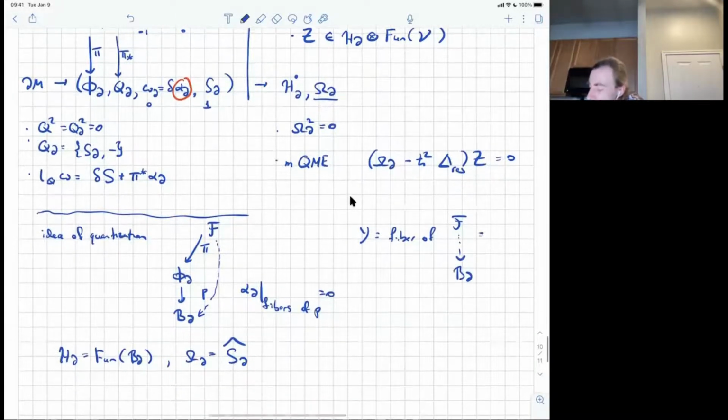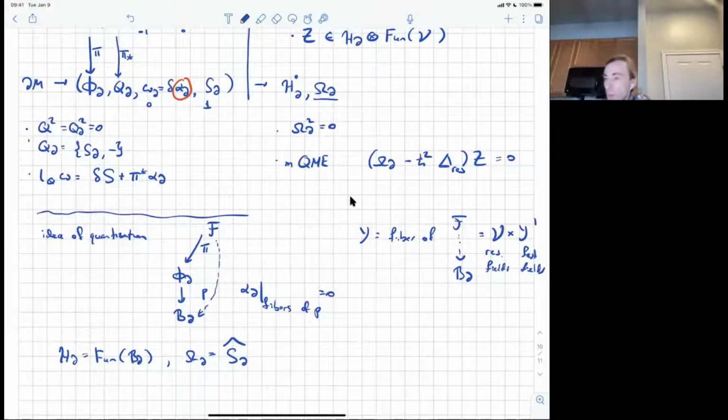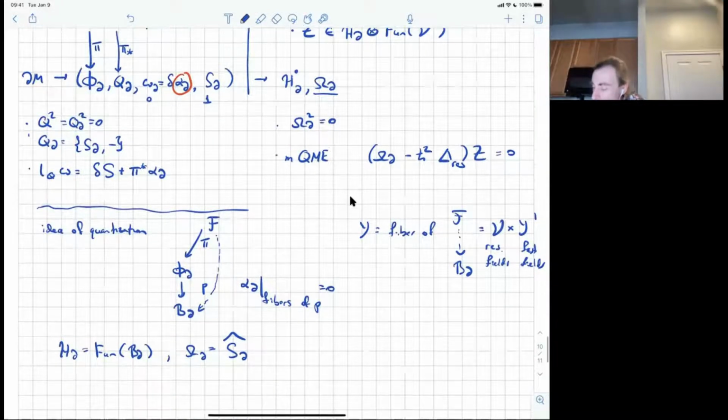And then let's say that I split my fiber into some small part, the slow part, and the fast part. So let me denote V, the slow part, and Y prime, the fast part. The slow part I call residual fields, and the fast part, well, I don't know what to call it, fast fields, or the complement of the residual fields. So I want this to be a symplectic splitting, compatible with the odd symplectic structure.